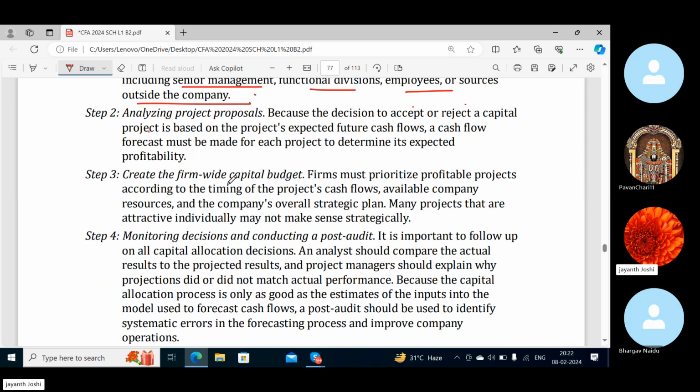Then create the firm wide capital budget. Firms must prioritize profitable projects according to timing of projects cash flows, available company resources, and the company's overall strategic plan. So they have to prioritize the projects which are going to be very profitable for them. They should not lose that chance, and also they should see what resources they have and what they have to arrange for that. Many projects that are attractive individually may not make sense strategically.